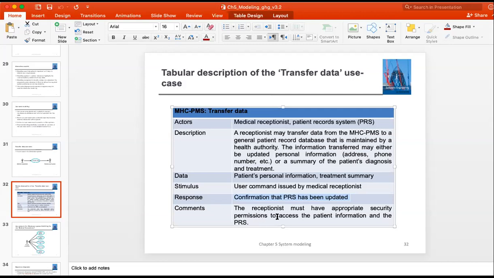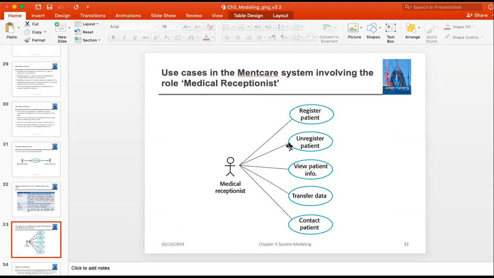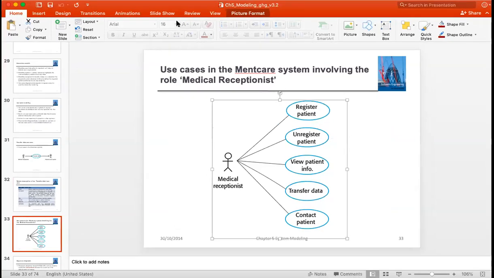So here the comment is the receptionist must have appropriate security permission to access the patient's information and the PRS, which is the patient record system. So this is just one way of recording it. There are many ways of doing that, by the way. But this tabular description describes in a structured way the use case for a particular actor. So it would have a name. This is the name of the use case, the use case called transfer data. This would be the use case belonging to one particular type of actor for this system, which we call the medical practitioner or the medical receptionist.